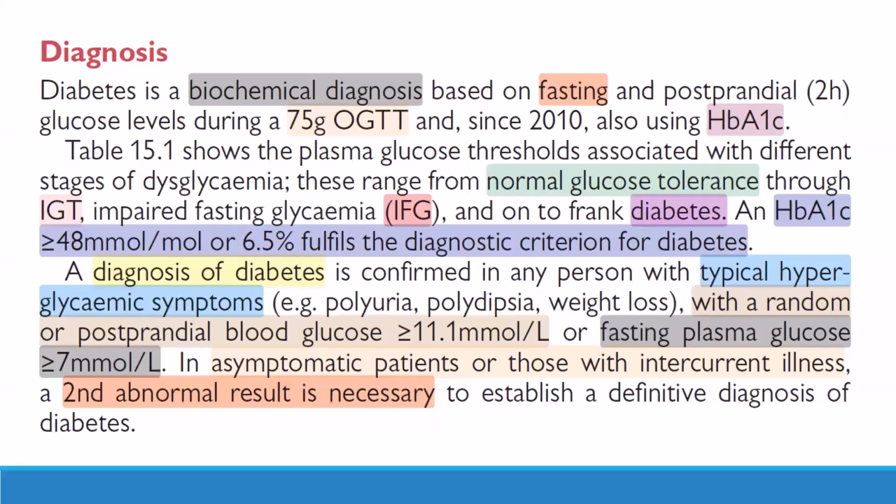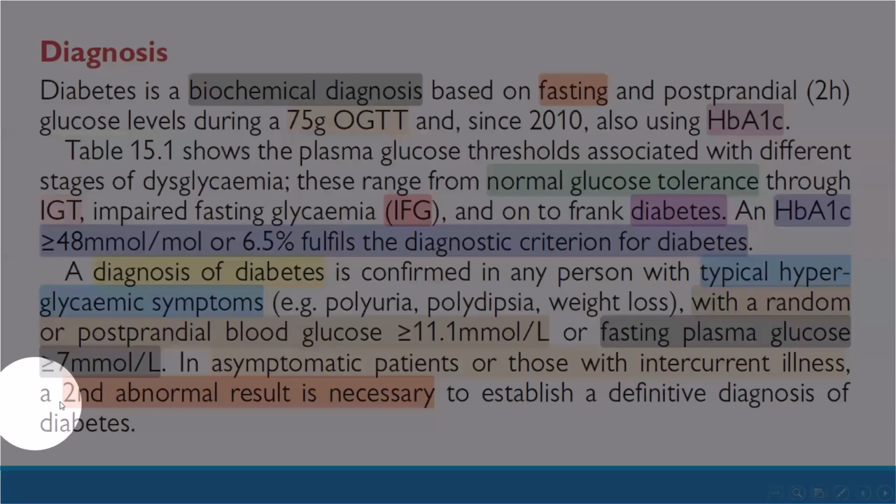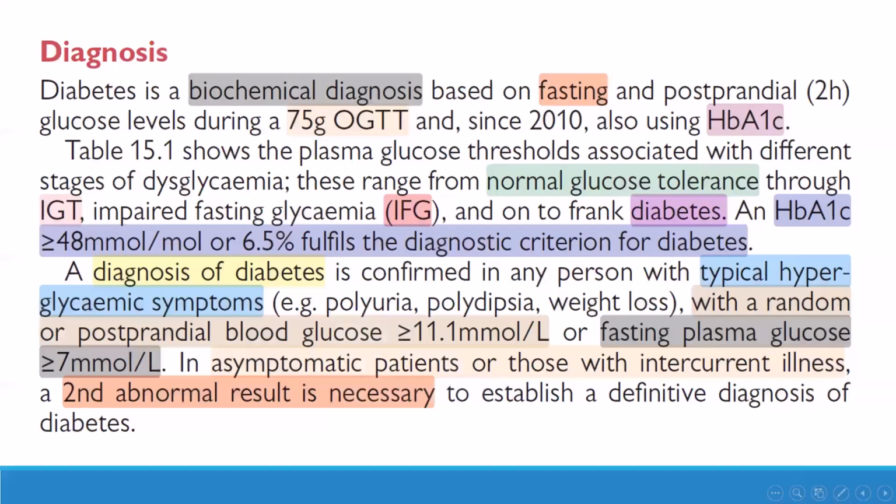So don't forget that the diagnostic criteria for diabetes mellitus according to all societies require fasting, 75 gram oral glucose tolerance test, random, and hemoglobin A1C. And we should differentiate between normal, impaired fasting, impaired glucose tolerance test, and diabetic. And don't forget that two abnormal results are necessary, except in a random asymptomatic patient.